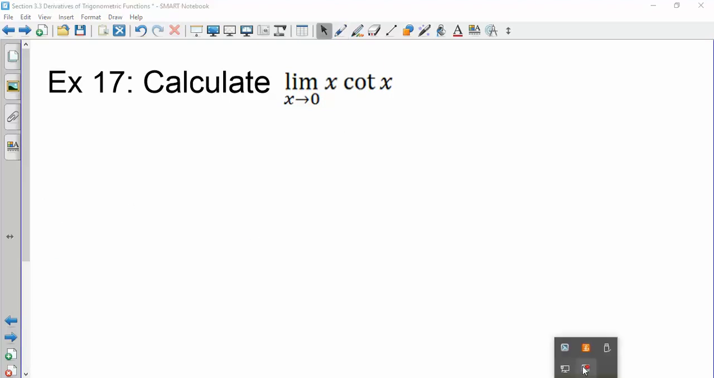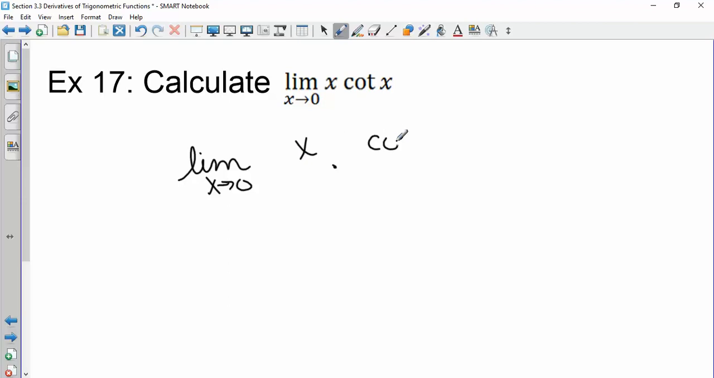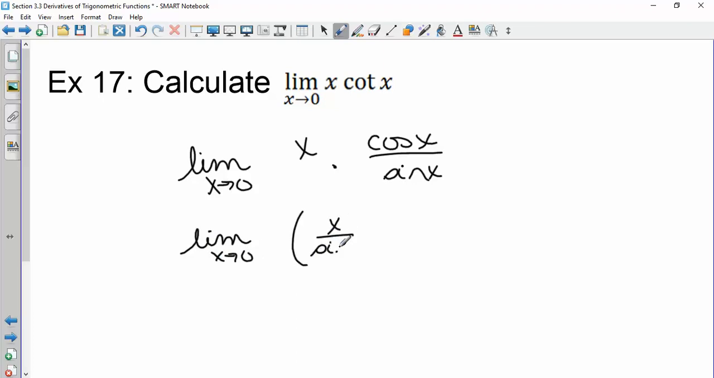See if you guys can do this. All right. Bam. So we have x, cotangent is cosine over sine. So we could just group the x over sine x together times the cosine x. So 0 over sine 0, what's that go to? 1 times the cosine of 0, which is 1.